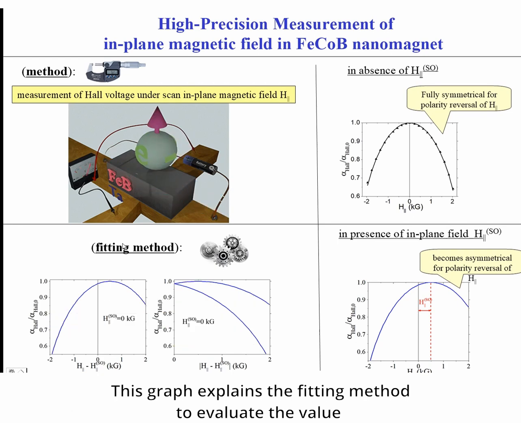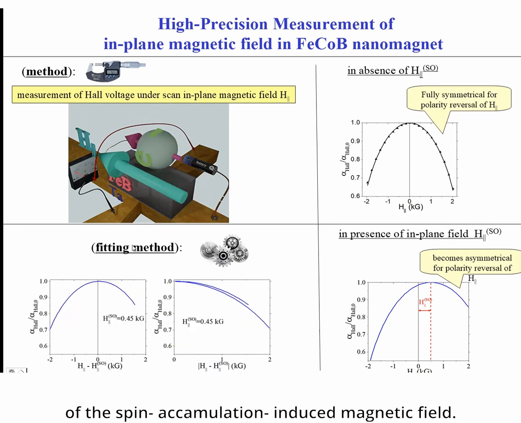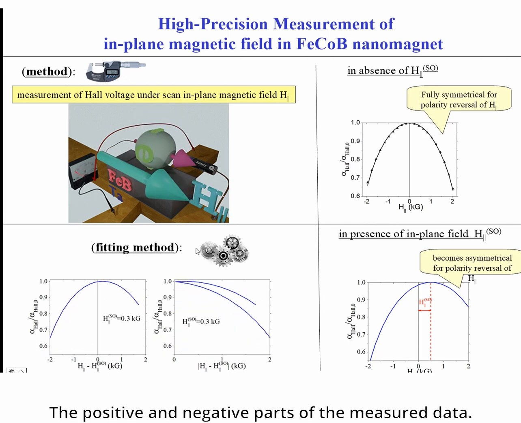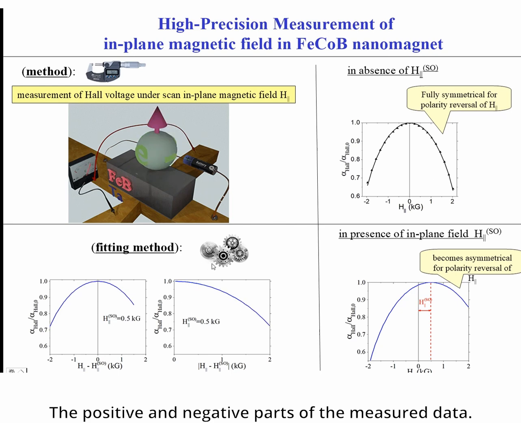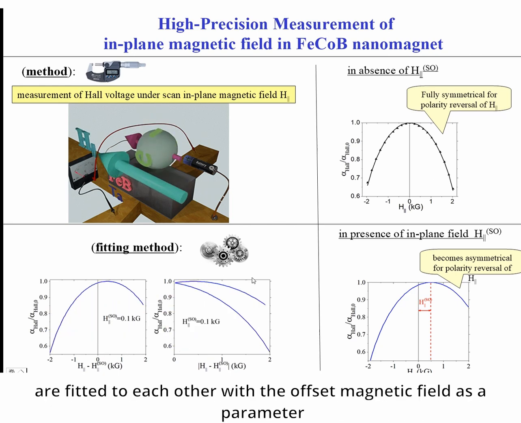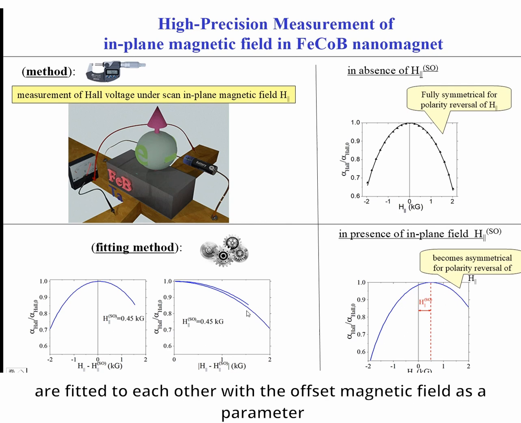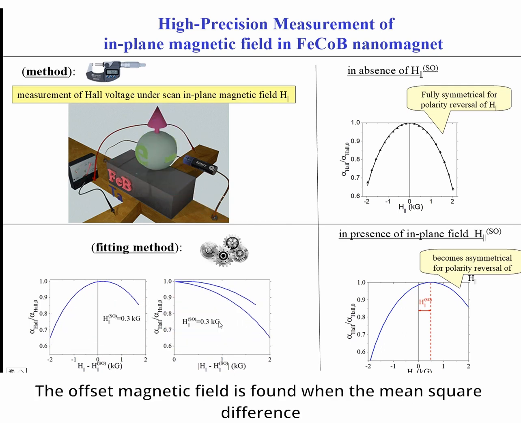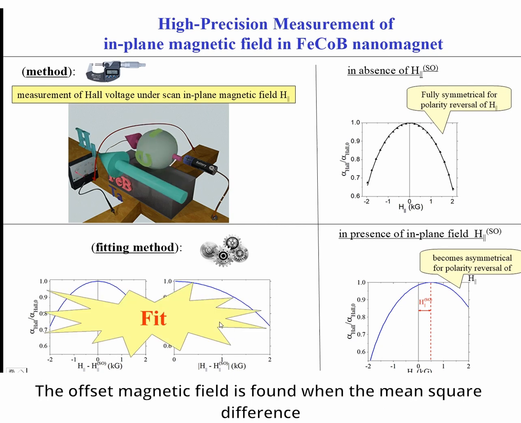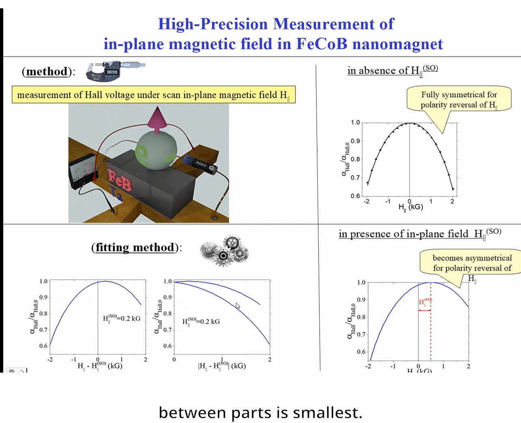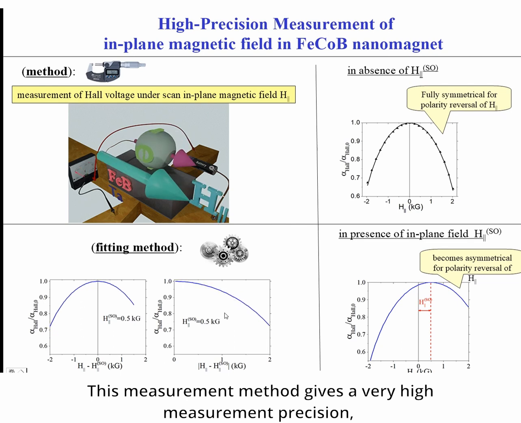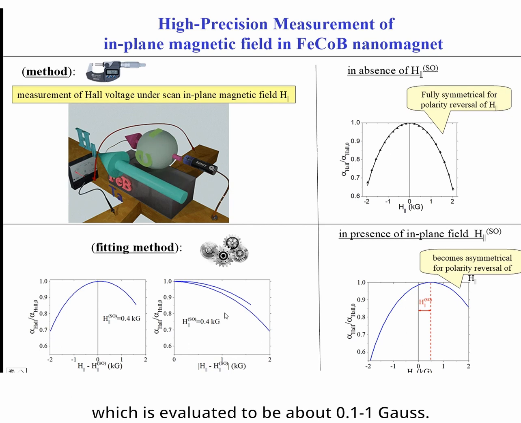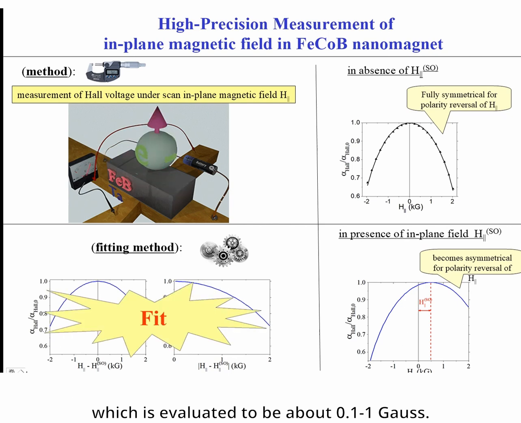This graph explains the fitting method to evaluate the value of the spin accumulation-induced magnetic field. The positive and negative parts of the measured data are fitted to each other with the offset magnetic field as a parameter. The magnetic field is found when the mean square difference between the parts is smallest. These methods give a very high measurement precision, which is evaluated to be about 0.1 to 1 Gauss.